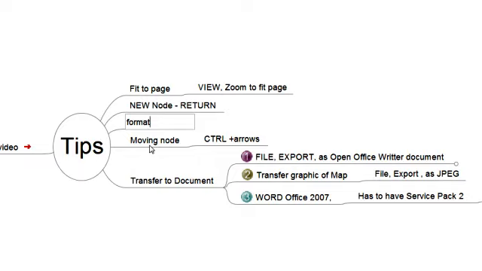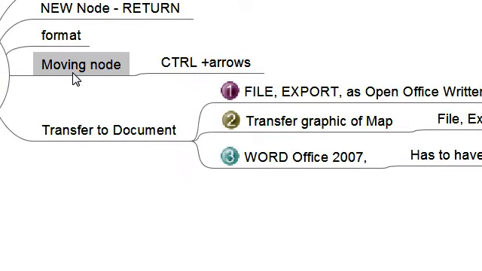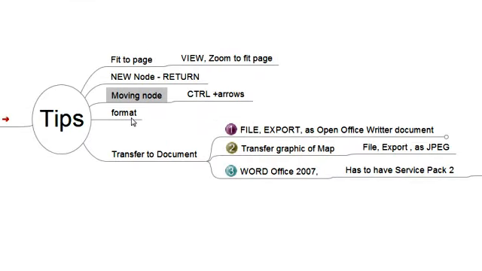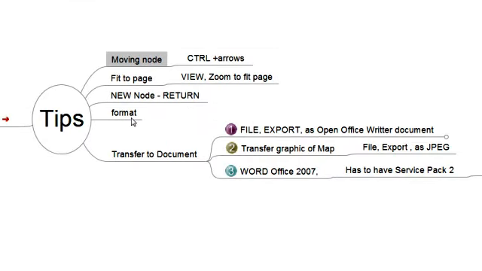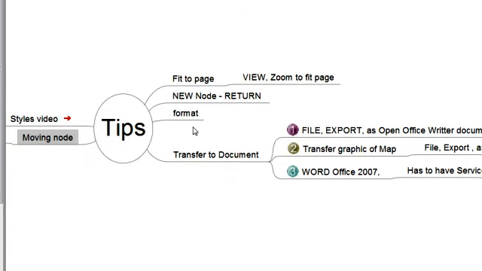If you want to move a node around, you can use the control and the cursor arrows to move it up and down. So I'm going to press control, and if I press the up arrow, you'll see that node has moved up 1, 2, 3. If I move it to the left, then the node, as you can see, moves to the other side of the center core idea.